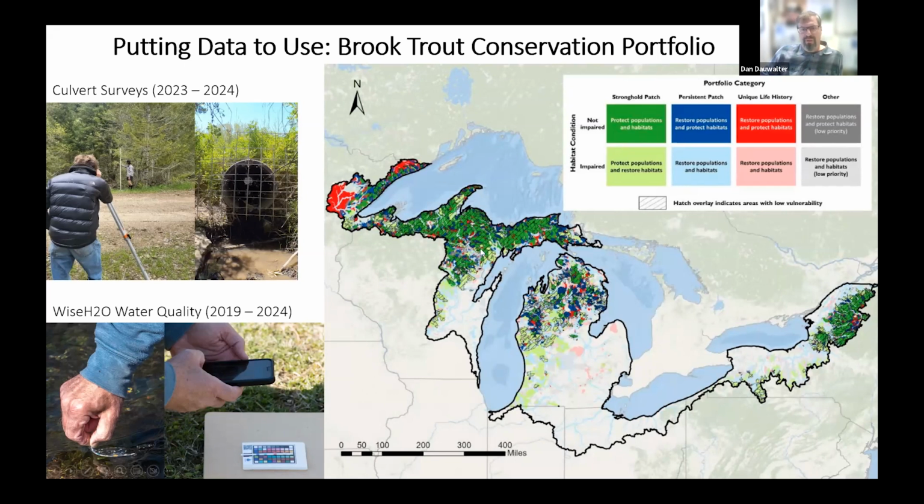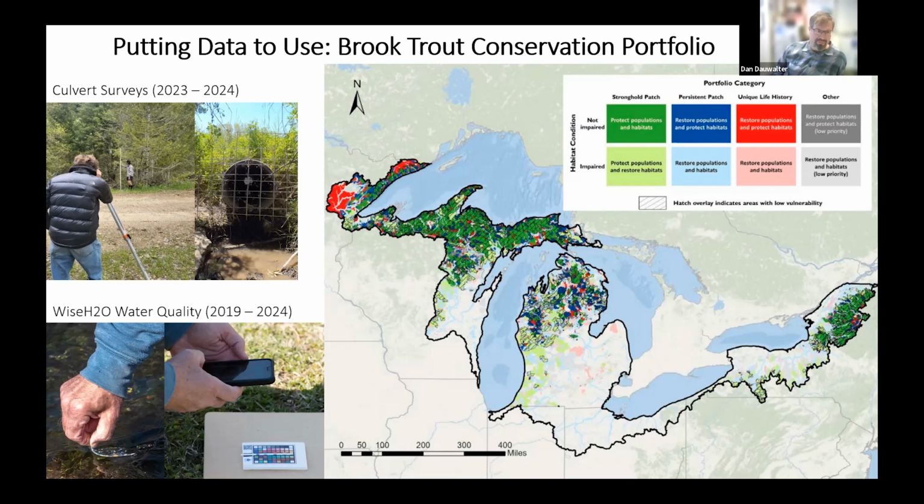Basically, those patches of interconnected habitat as defined by fish passage barriers through culvert surveys are characterized by the amount of interconnected habitat, what's the abundance of fish in those places, but also what's the habitat condition within those patches. And there's a variety of different data sets we can use to define whether or not the habitat within those patches is impaired.